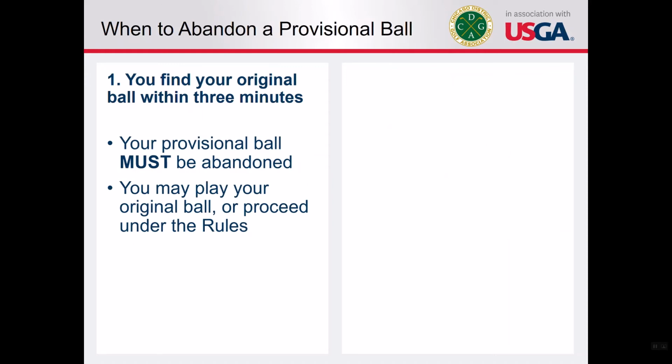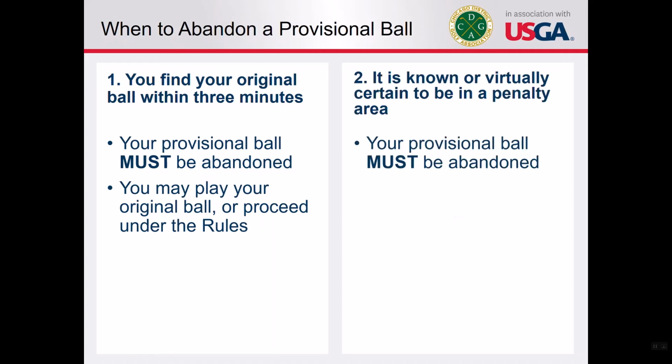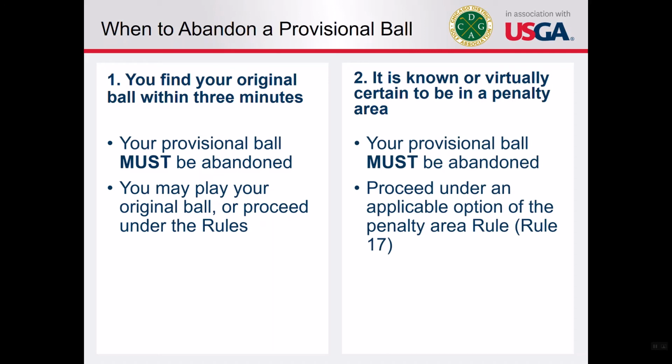If we did play a provisional ball, we need to know what the circumstances are for when we need to abandon that provisional ball. So if the ball was found within the 3-minute search time, you'll abandon the provisional ball and play the original ball. And if you played a provisional ball and it becomes known or virtually certain that the original ball is in a penalty area, again, in that case, you'll abandon the provisional ball and proceed under the penalty area rule.